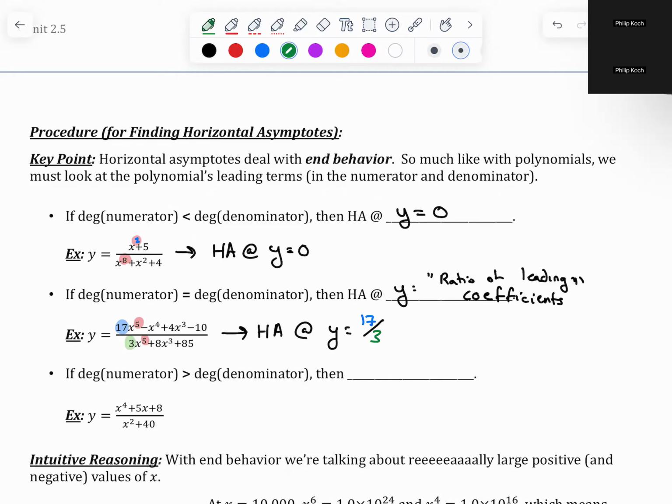And last but not least, if the degree of the numerator is greater than the degree of the denominator, then there is no HA.